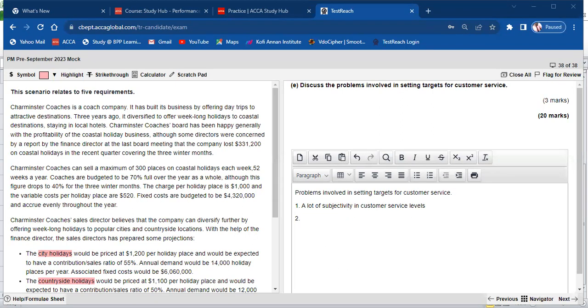I would say difficulty in measuring satisfaction levels. Yes, we can say that. Is that different from a lot of subjectivity in customer service? Yeah, difficulty in measuring. I think measuring is fine. Measuring satisfaction levels. How satisfied people are with services is difficult to measure. I mean, I am offering a service, I'm teaching, I'm preparing you for the PM exam. How satisfied you are is different for all of you.